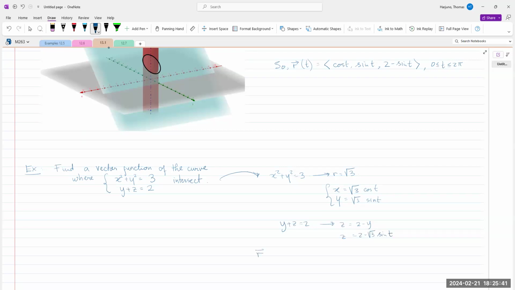Now then r(t) equals square root of 3 cosine t, square root of 3 sine t, 2 minus square root of 3 sine t, for t from 0 to 2 pi. Again, you can limit that so that it goes only one round.